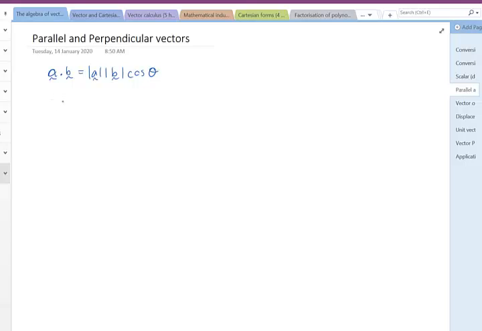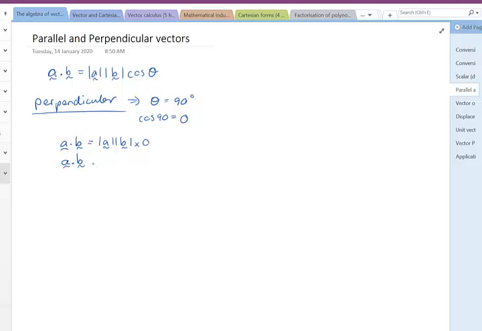Now, it's important to understand that when A and B are perpendicular, the angle between will be 90 degrees. This is important because cos of 90 is equal to 0. So cos of 90 degrees is equal to 0, therefore the dot product will be the product of the magnitudes, but multiplied by 0. And of course, when we multiply by 0, we get 0. So for two perpendicular vectors, the dot product will be 0.